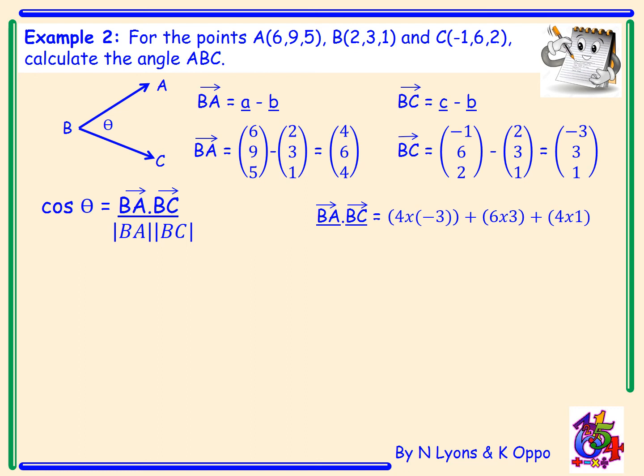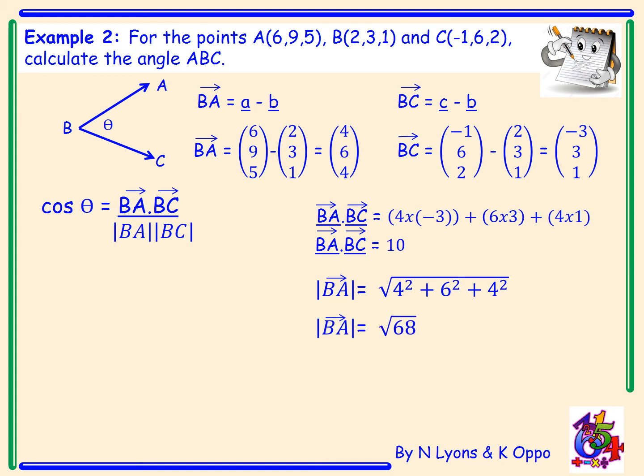We'll first look at the scalar product by multiplying the components together. So 4 multiplied by negative 3 plus 6 multiplied by 3 plus 4 multiplied by 1 will give an answer of 10. Then, looking at our magnitude of BA, we do this by squaring 4, 6 and 4, combining together to get an answer of root 68. We will then look at the magnitude of BC. The magnitude of BC is found by squaring negative 3, 3 and 1. This will give an answer of root 19.